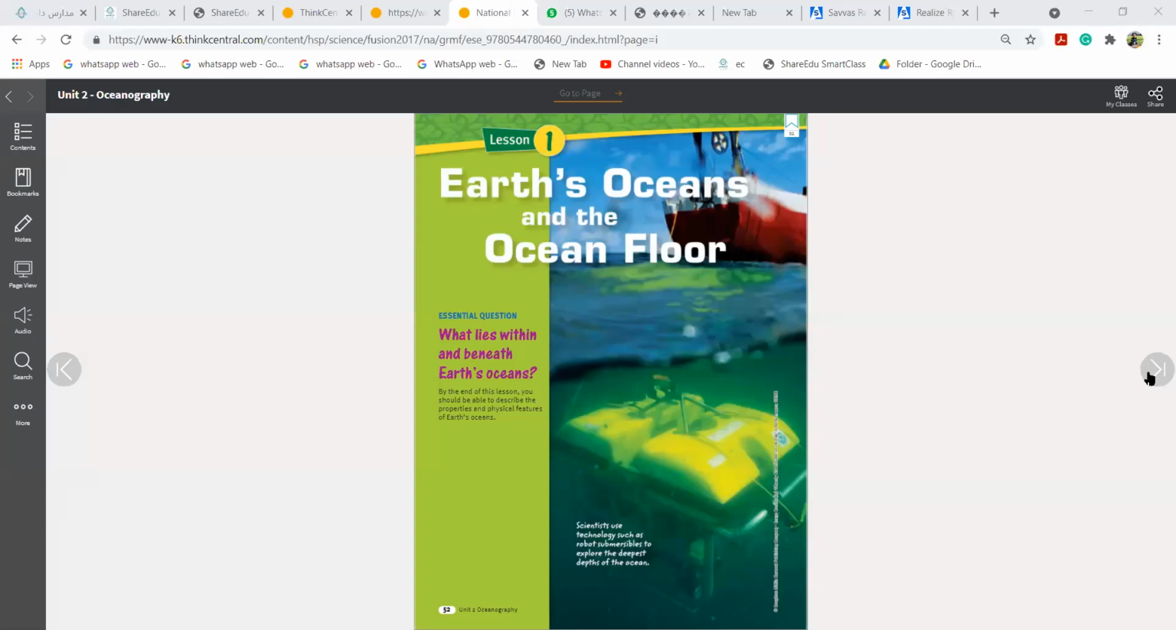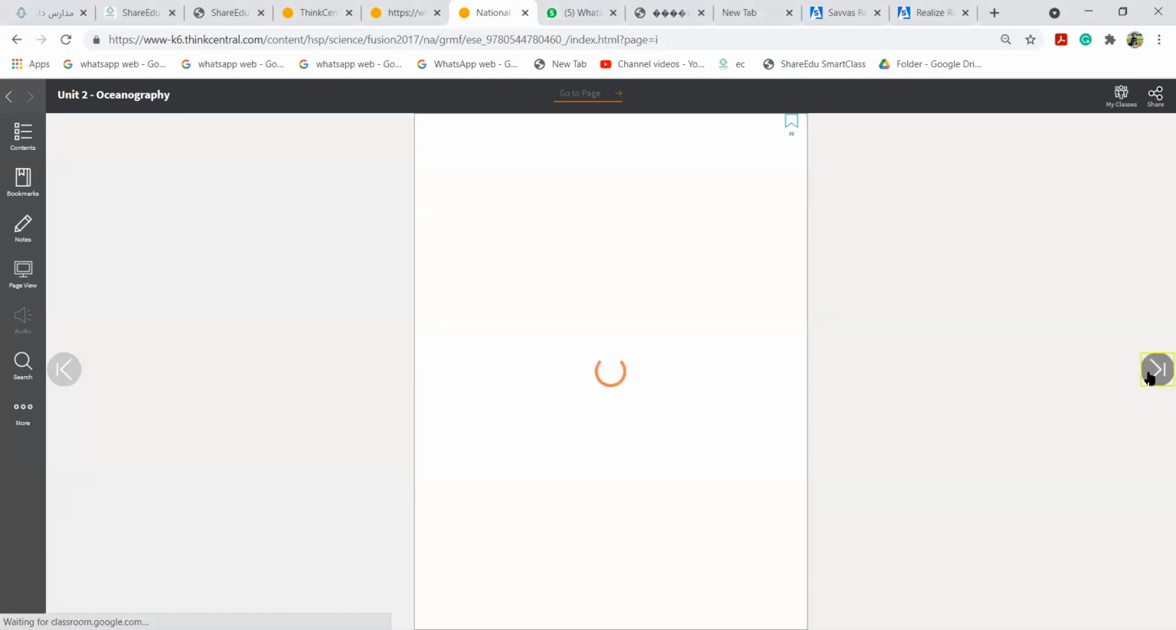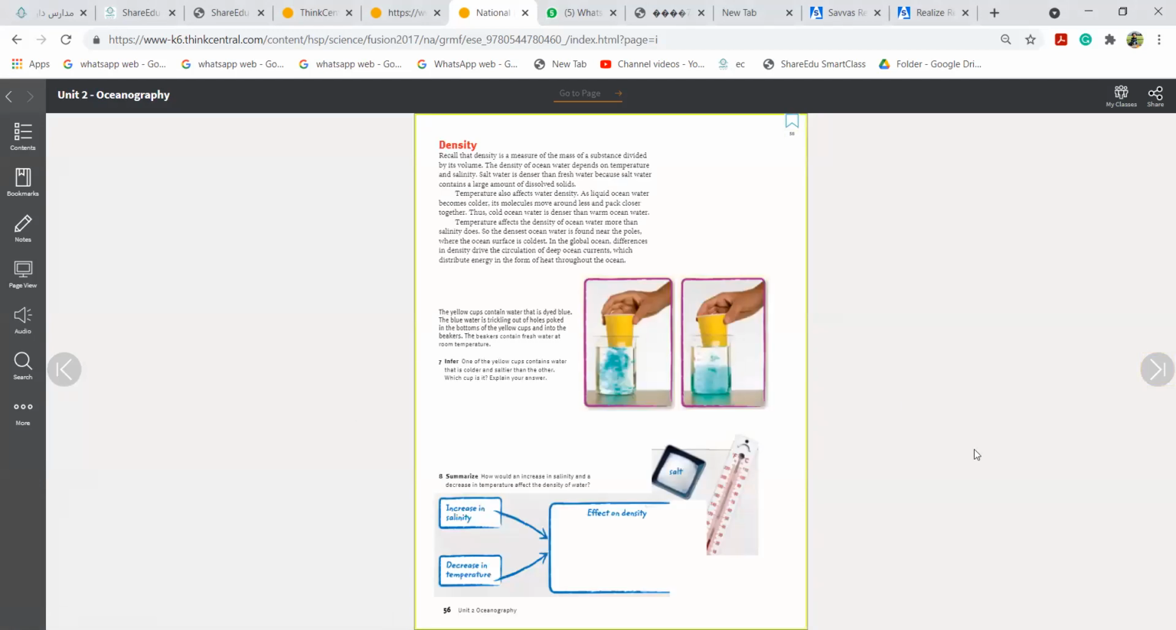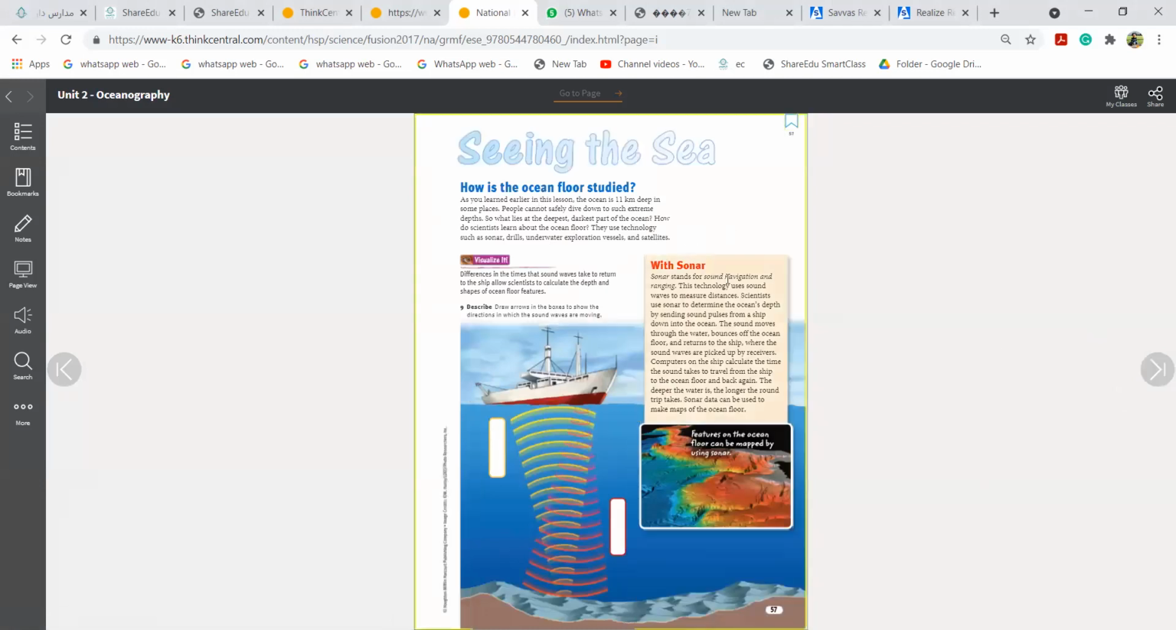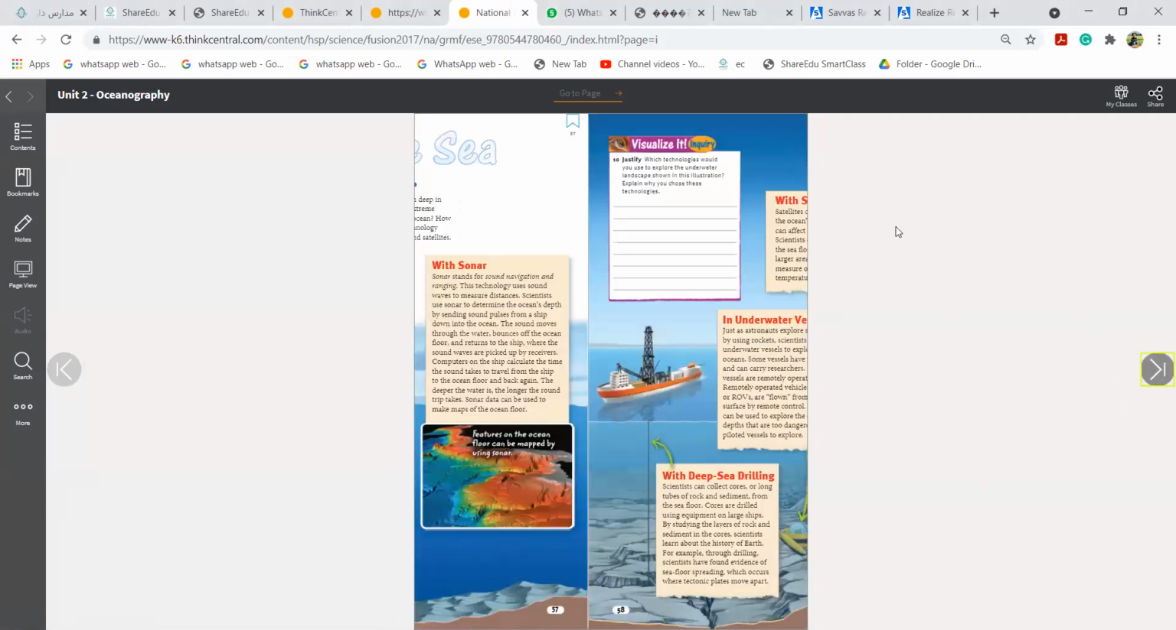Okay, girls. So Earth's ocean and the ocean's floor, we will continue with that. Last class we studied about ocean trench. We studied about density, temperature, and how the ocean floor is studied. I told you about sonar, where they send sound and calculate the waves of the sound. With satellites, we had to do it from here.